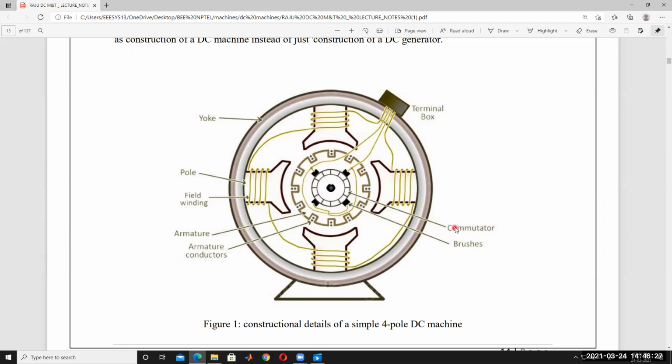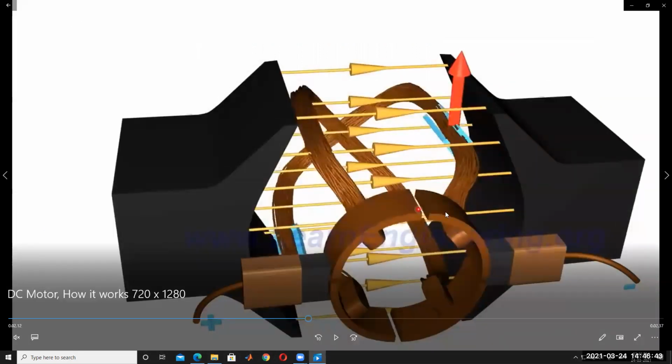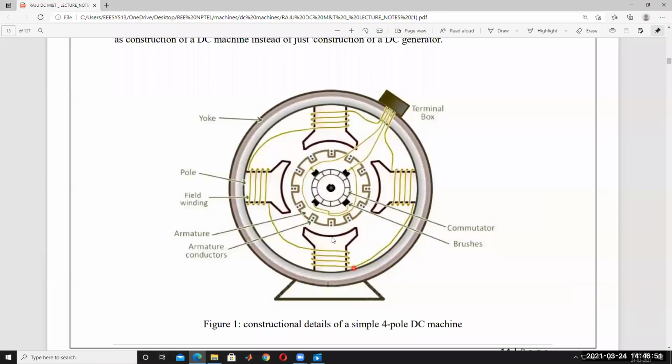This is called the commutator, and on the commutator the brushes are placed. You can observe this from the animation. On that commutator, the brushes are placed like this. Understood? If the number of commutator segments increases, the number of armature winding coils increases.